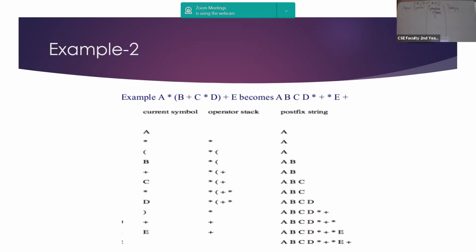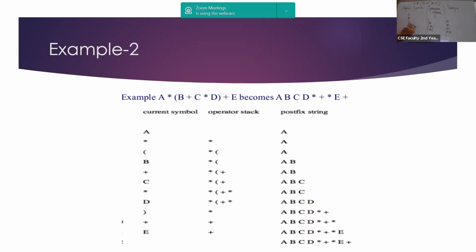Now the first one is A. A is not an operator, so this will remain the same. A will come here. Then star or multiply is an operator. Then again opening bracket. So star followed by opening bracket and A. Then B, so this remains the same. A, B.